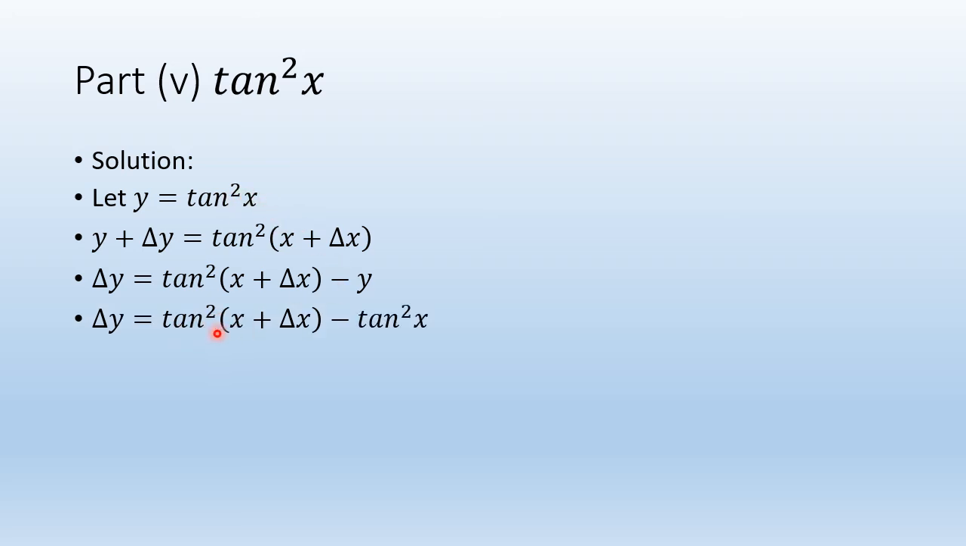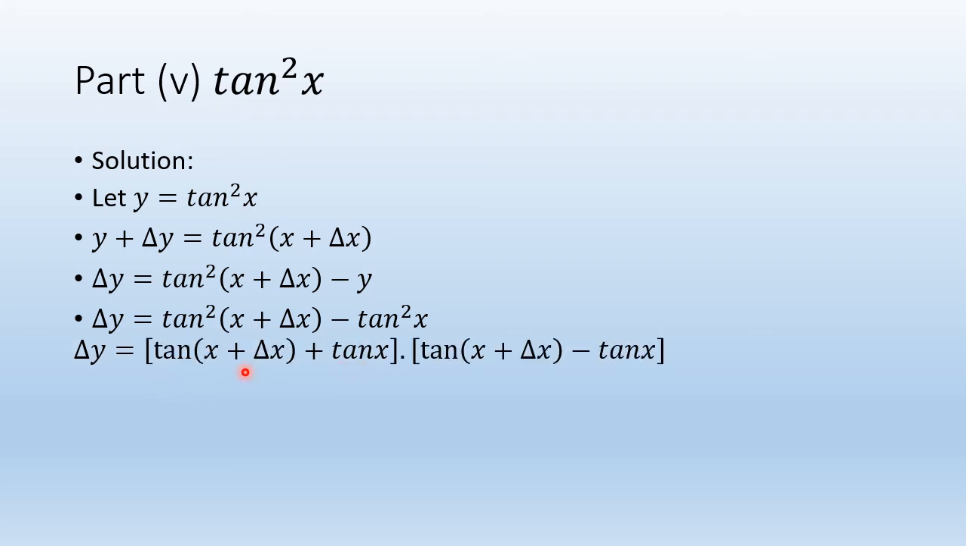And what do you see? The formula of a square minus b square. So write it in the shape of a plus b into a minus b. This is in place of a and this is in place of b. This is what we get. Tan of x plus del x plus tan of x into tan of x plus del x minus tan of x. Leave this plus expression as it is. This will go to the answer. We are not going to make any change in it.